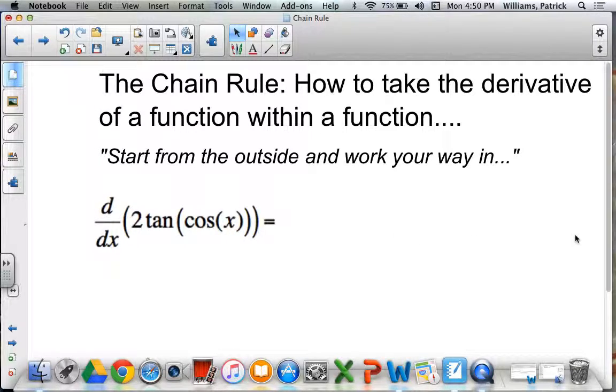So let's look at this problem: 2 tangent of cosine of x. All right, try to do that one on your own. Okay, if you've given this one a shot, you should have gotten this.